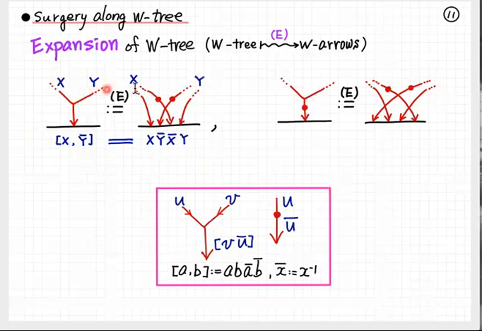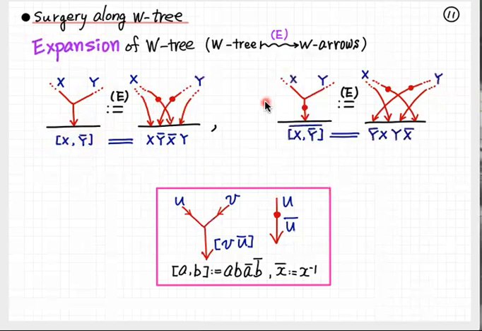Okay, then in this case, expansion of the W tree is really the same as expansion of this bracket, I mean, the bracket of labels. Okay, then the second case. Similarly, we put X and Y here, then this outgoing edge has label XY bar, but we have a dot here, then the label of the head is the inverse of XY inverse, okay? Which means if you expand this, then we have Y bar XY X bar.